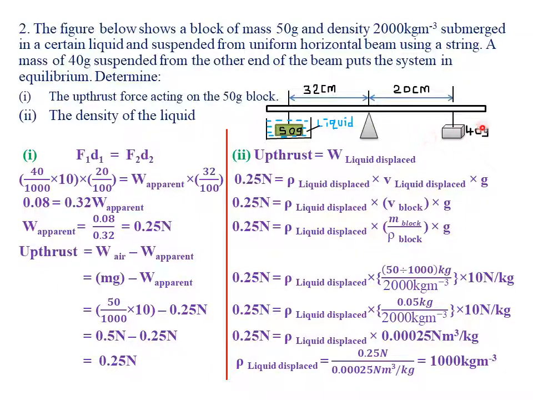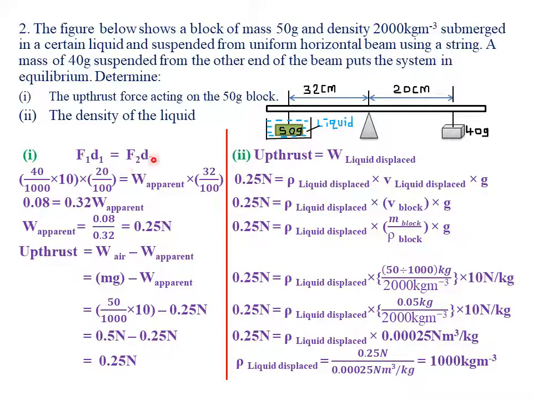The force due to the 40-gram mass will be equal to the weight of the 40-gram mass, which is equal to mg. So the 40 grams over 1000 to convert it into kg, then times 10 Newton per kilogram to find the weight. Then D1 is the perpendicular distance of the 40-gram mass from the pivot, which is 20 centimeters. In SI unit, which is the meter, I'll take 20 centimeter over 100 centimeter times 1 meter.